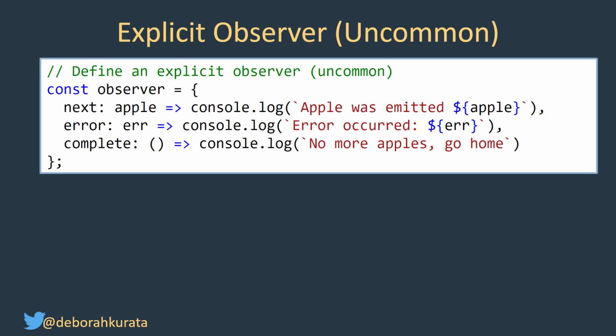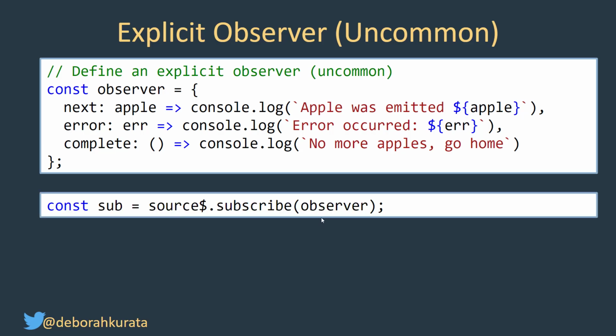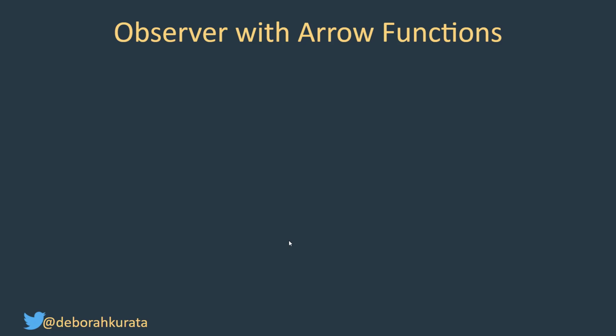Now you can define an explicit observer, though this is uncommon. I just like to show this because it makes it more clear what an observer is, though we don't normally write code like this. But an observer is an object with three methods. A next method defined with an arrow function. It receives that emission, which in this case is an apple, and it performs an operation, which is logging. The error receives the actual error. Again, the action is logging. The complete doesn't give you any payload, but it does allow for an action. You need to then pass that observer in to the subscribe in order for it to actually react to those. But as I said, this is uncommon.